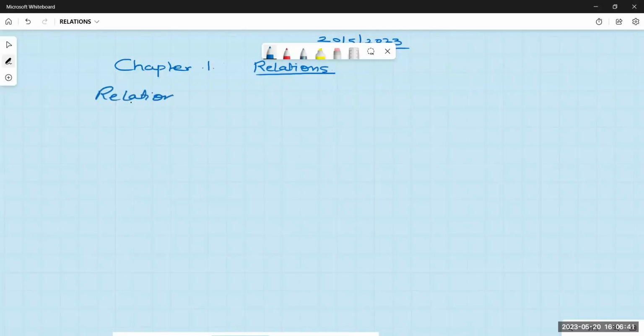When you have a connection between two persons, the same we use for maths also. In my maths, you have done Cartesian product. You must be knowing Cartesian product.